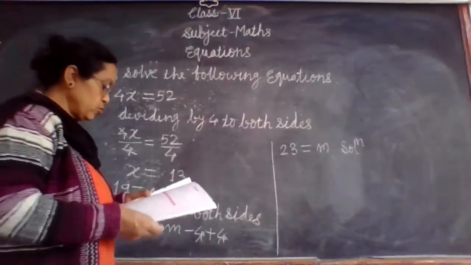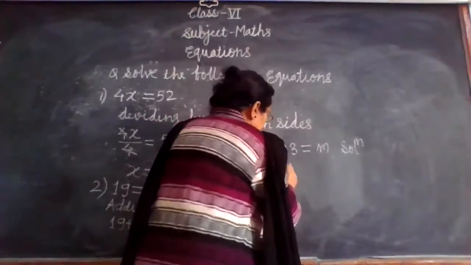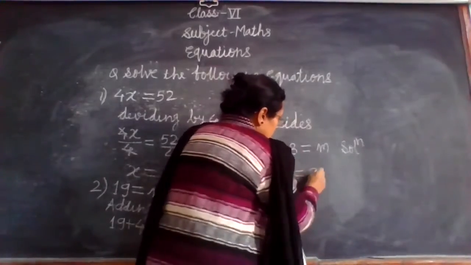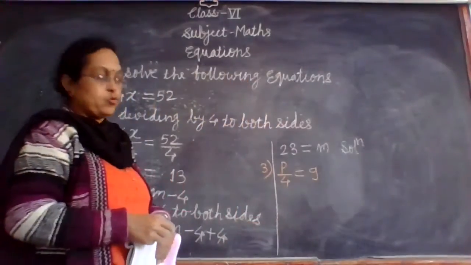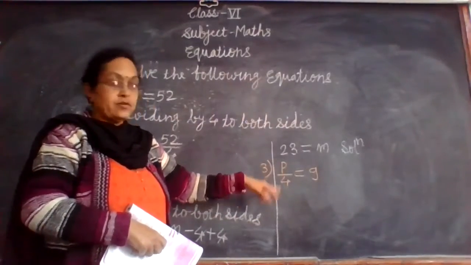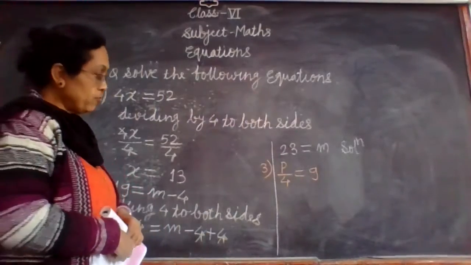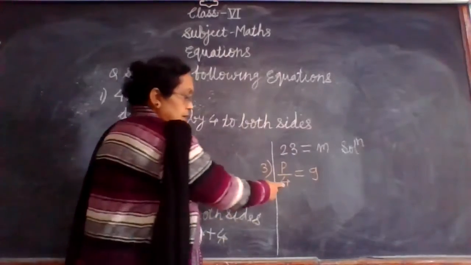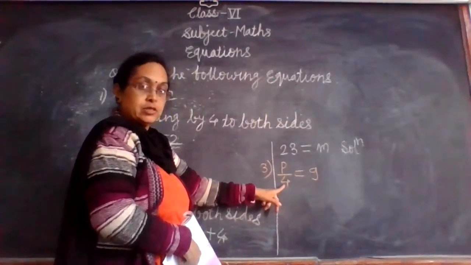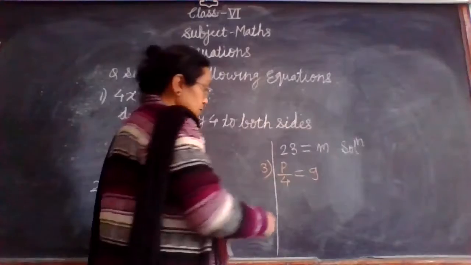Now another one we will do, that is third one, p by 4 equal to 9. P by 4 equal to 9, equation given in left side. P is the variable. To solve the equation means to find out the value of P. So here that 4, 4 is in denominator, means here division by 4 is done. So to exclude that 4 we will need multiplication.